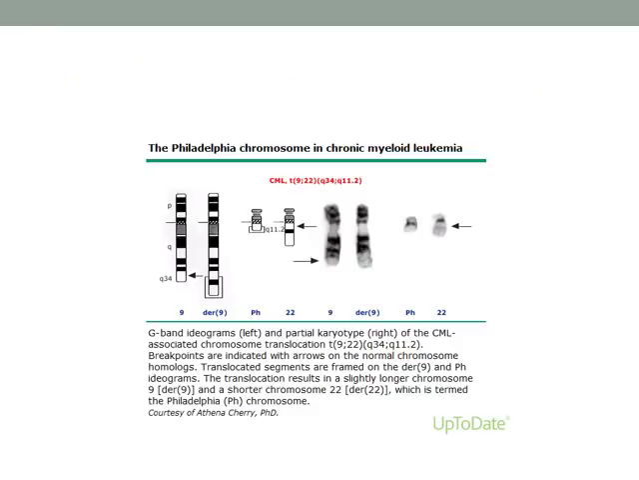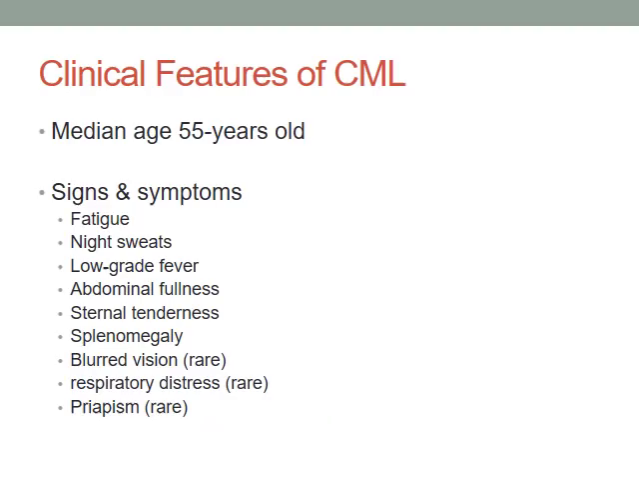This slide just shows a representation of the translocation of chromosomes 9 and 22 to show the formation of the Philadelphia chromosome, which makes the BCR-ABL oncogene. The clinical features of CML include a median age of approximately 55 years old. Signs and symptoms include fatigue, night sweats, fever, abdominal fullness, sternal tenderness, and splenomegaly due to infiltration of blasts into the tissues, as well as blurred vision, respiratory distress, and priapism, which are also due to leukostasis.